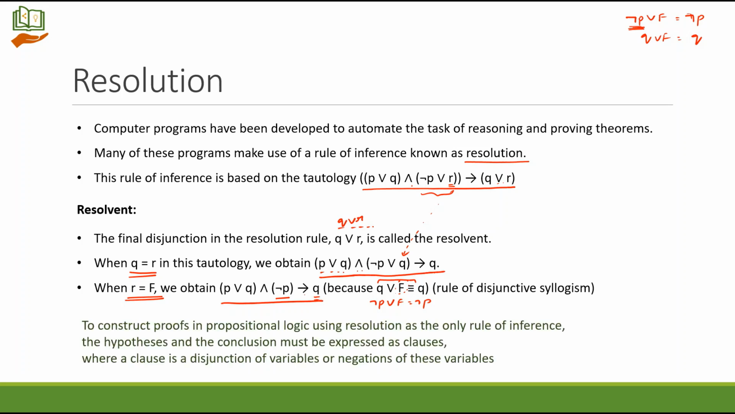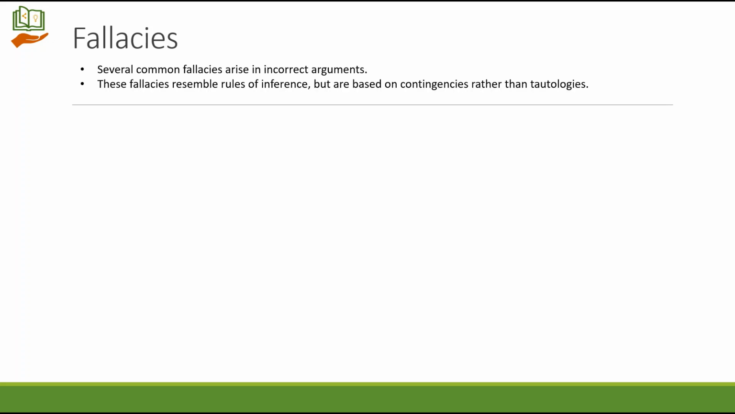To construct proofs in propositional logic using resolution as the only rule of inference, the hypothesis and conclusion must be expressed as clauses. What is a clause actually? It's a disjunction of variables or negation of these variables. When we said there are two kinds of arguments, I said there is something called valid argument and invalid argument. In invalid argument, we saw a term called incorrect reasoning or fallacies. Several common fallacies arise in incorrect arguments. These fallacies resemble rules of inference but are based on contingencies rather than tautology.